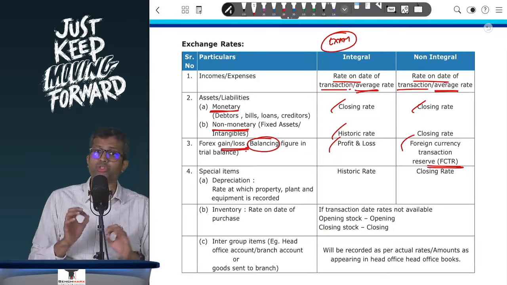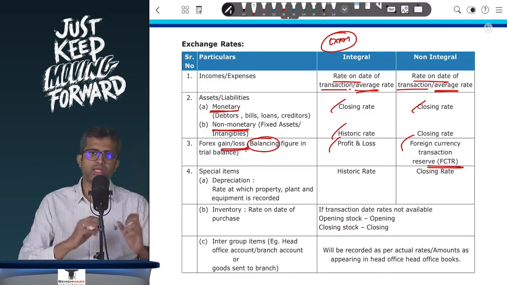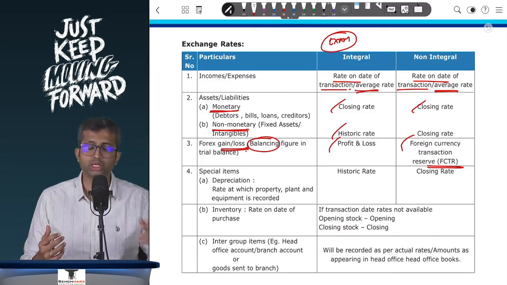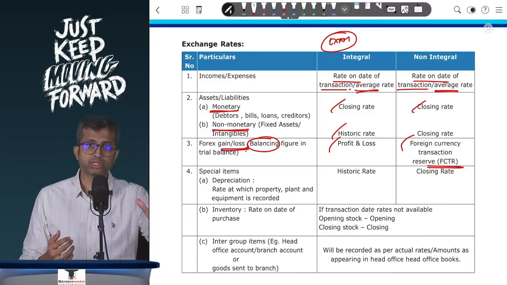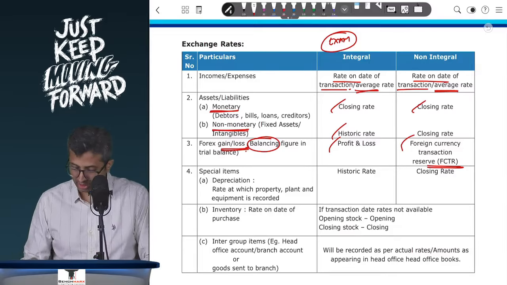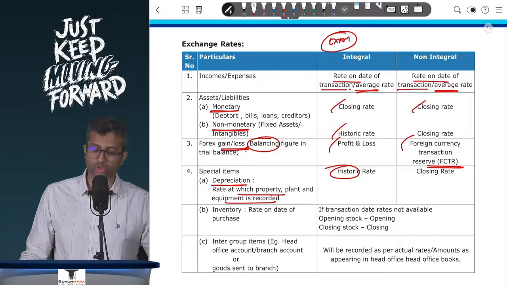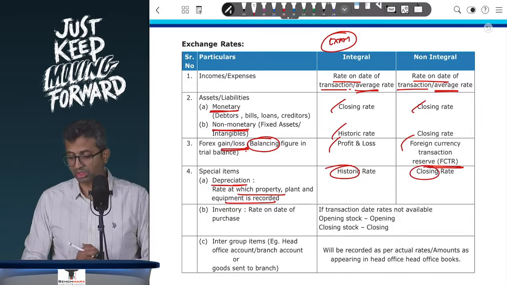Well, the depreciation will always be at the rate on which the fixed assets were recorded. So if fixed assets were at the historic rate, depreciation will also be recorded based on the historic rate. Similarly, in a non-integral branch, the fixed assets were at the closing rate, in which case depreciation will also be converted at the closing rate. So special items like depreciation over here will be the rate at which PP is recorded. In case of an integral operation at the historic rate, so depreciation also at the historic rate. In case of a non-integral, at the closing rate.